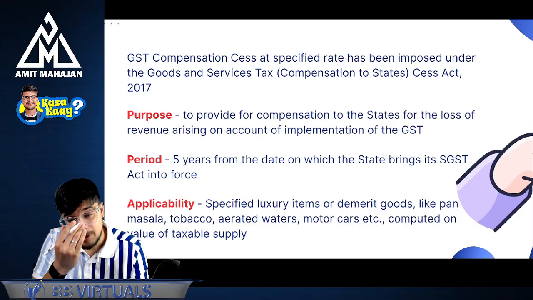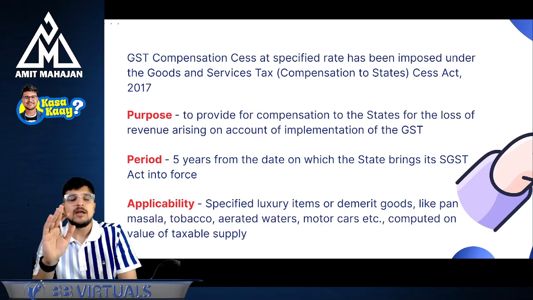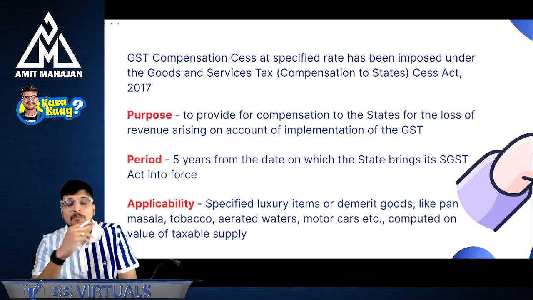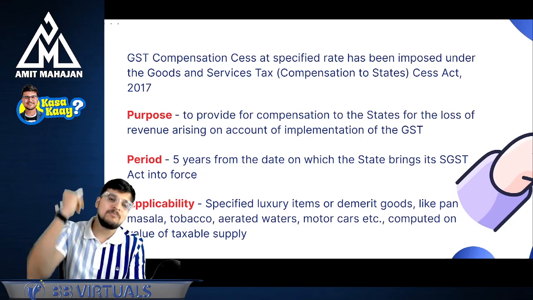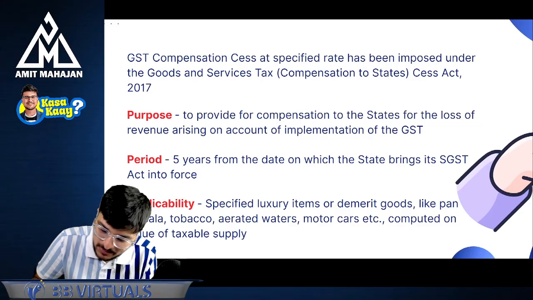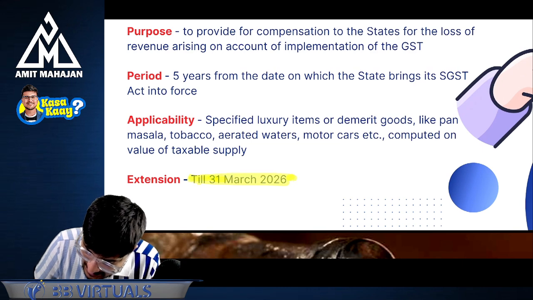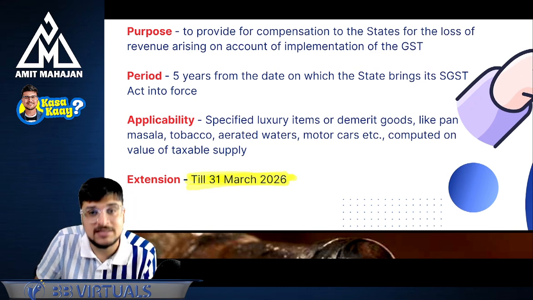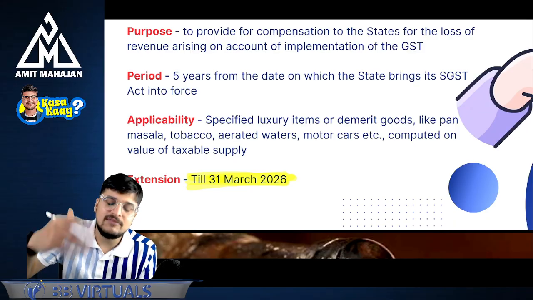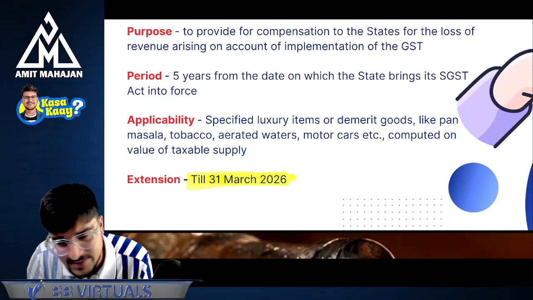Understand? Perfect. So in the year 2022, 5 years should be completed, right? No, they extended the time period for charging GST compensation cess till 31st of March 2026. And they said till 31st of March 2026, we will continue charging GST compensation cess.